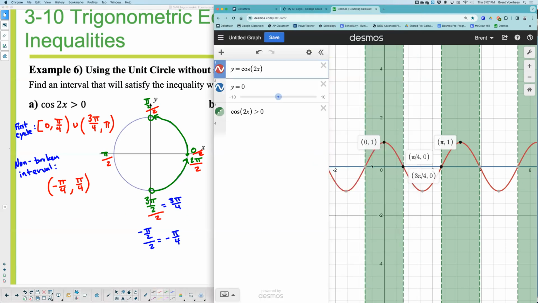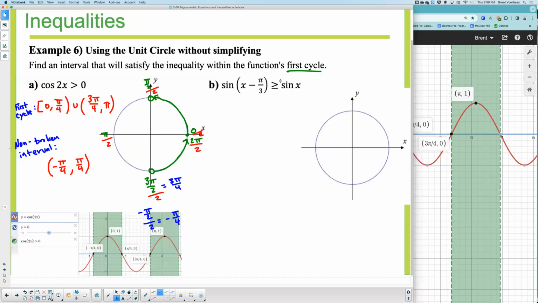So from negative pi over 4 to pi over 4. Notice that would be one consecutive interval that gives the answer. With intervals, you only list the x's. Okay, now we're going to come back to this in a moment. Now let's try this other one.